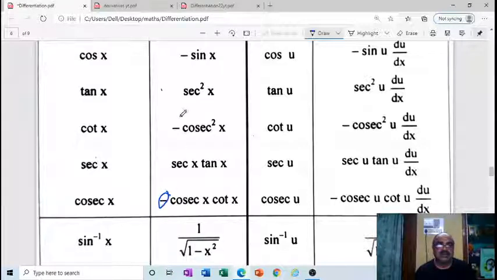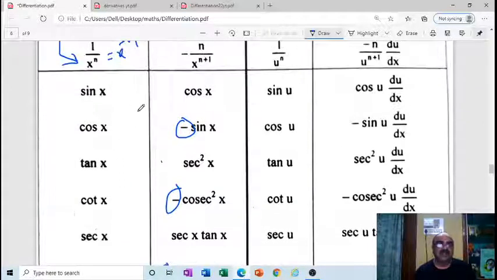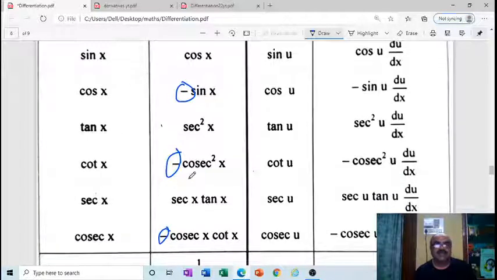So 1, 2 and 3. There are 3 minuses that you get in the whole of 6 trigonometric functions. Of the 6, 3 have minus values. For cos you get it, for cot you get it, for cosecant you get it.